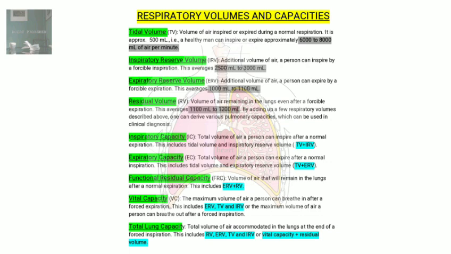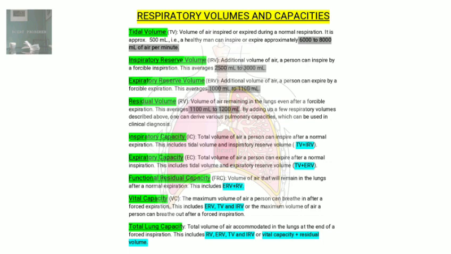2. Inspiratory reserve volume. Additional volume of air a person can inspire by a forcible inspiration. This averages 2,500 milliliter to 3,000 milliliter. 3. Expiratory reserve volume. Additional volume of air a person can expire by a forcible expiration. This averages from 1000 milliliter to 1100 milliliter. 4. Residual volume. Volume of air remaining in the lungs even after a forcible expiration. This averages 1100 milliliter to 1200 milliliter.